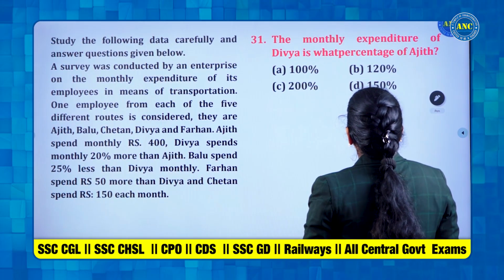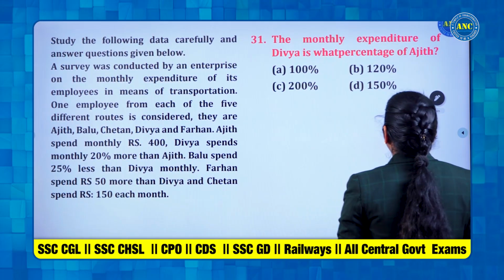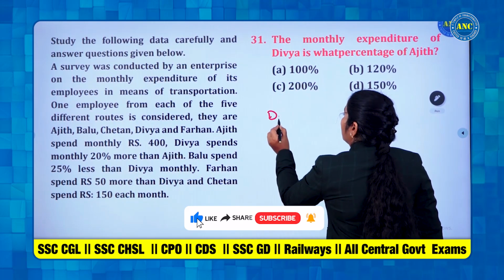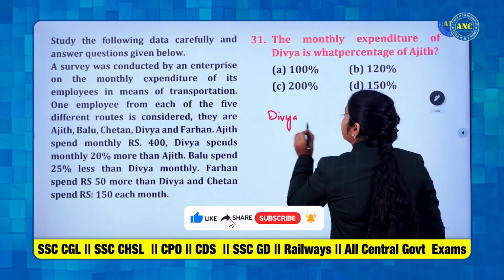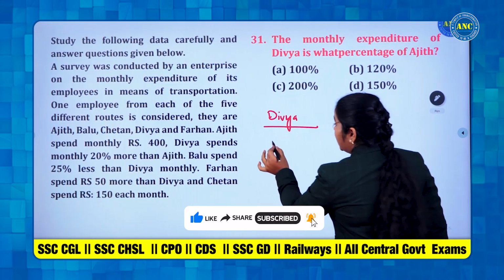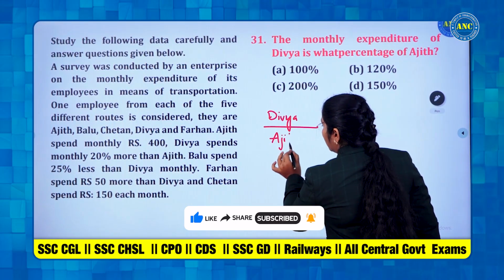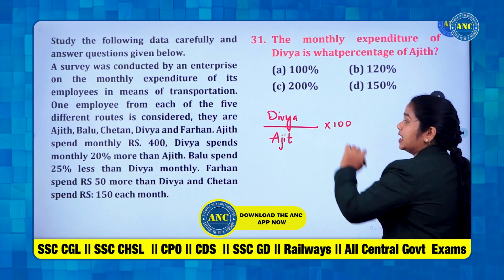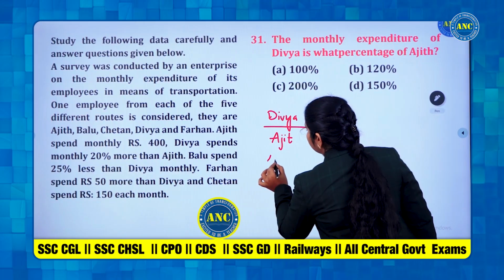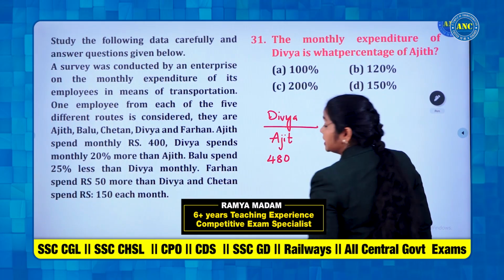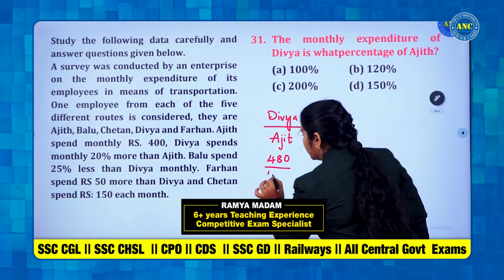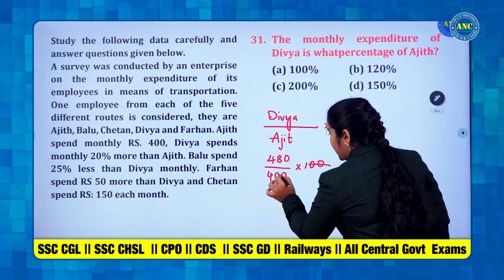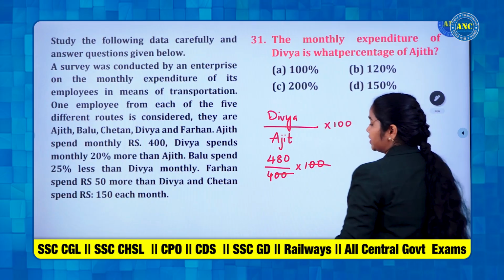The monthly expenditure of Divya is what percentage of Ajit? Okay, they are asking percentage, so into 100. Divya's monthly expenditure is how much? 480. Ajit's monthly expenditure is how much? 400 into 100. This is also a basic calculation. I don't think we require much effort in it.